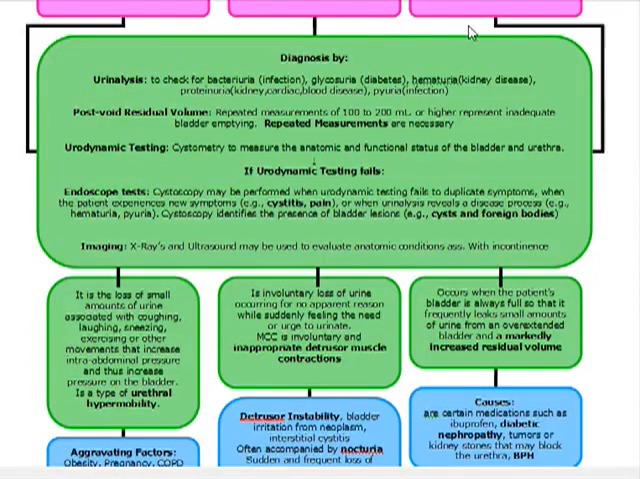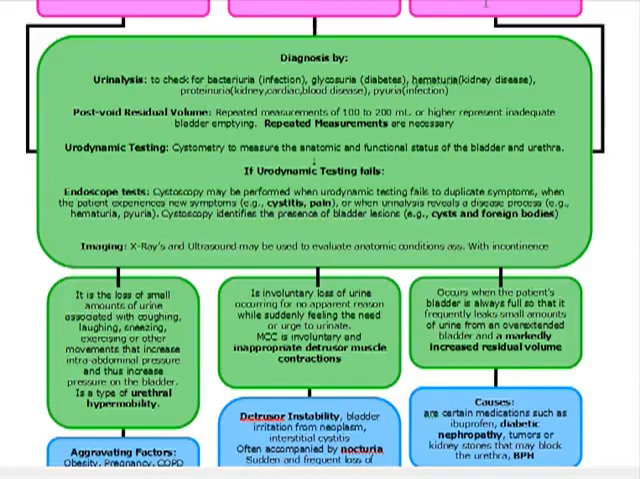And lastly, we're going to do overflow incontinence. Now, overflow incontinence is where we're going to do our post-void residual volume. We're going to do repeated measurements, and it's actually going to be higher than 200, and it's going to represent inadequate bladder emptying. Overflow means what? Too much, okay? We have a bladder that's too full, and we have a markedly increased residual volume. This is an easy one to remember.